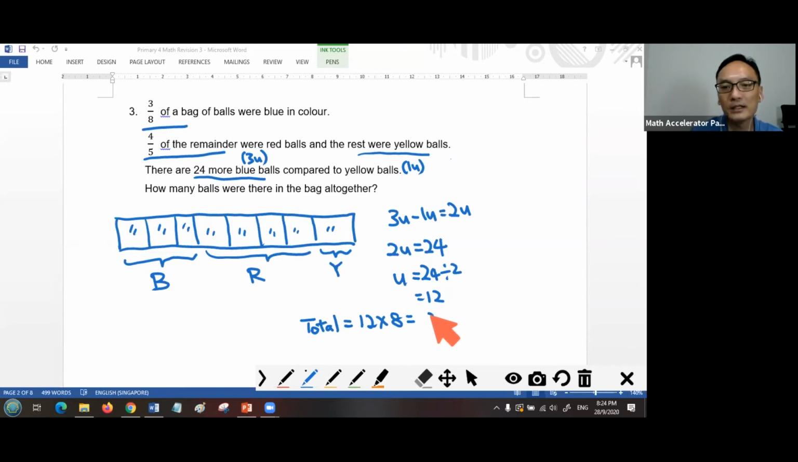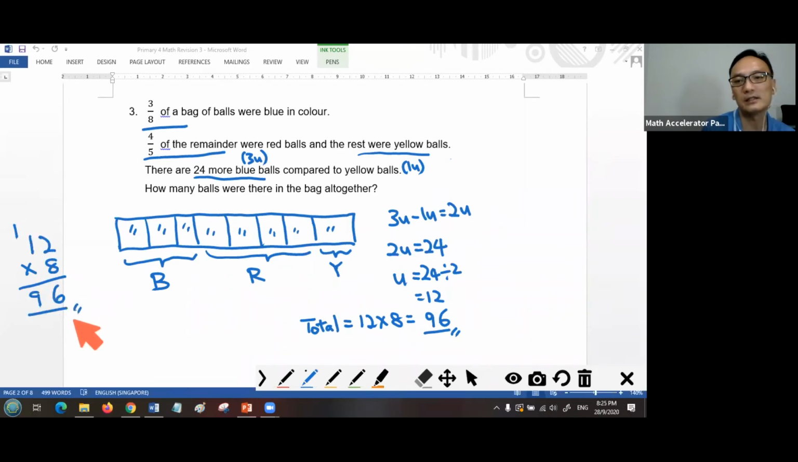Right, it will be 96. I see a 92 somewhere. Maybe I need to show you how I get 96. 12 times 8. Okay, 2 times 8 is already 16, so the number in the ones place cannot be 4 or 2. So you carry 1. 1 times 8 is 8. 8 plus 1 will give you 9. So it is 96. Okay, no problem.